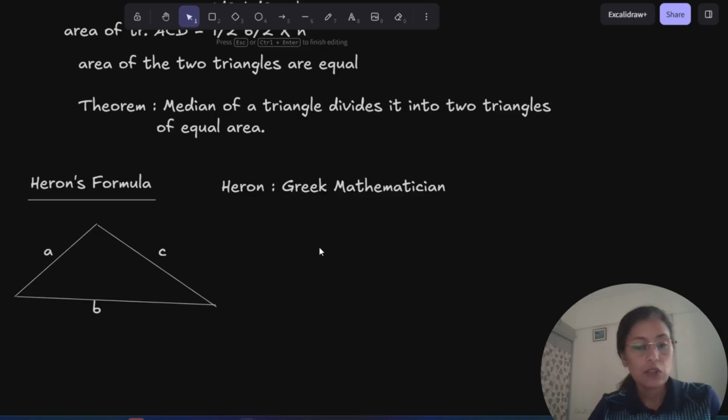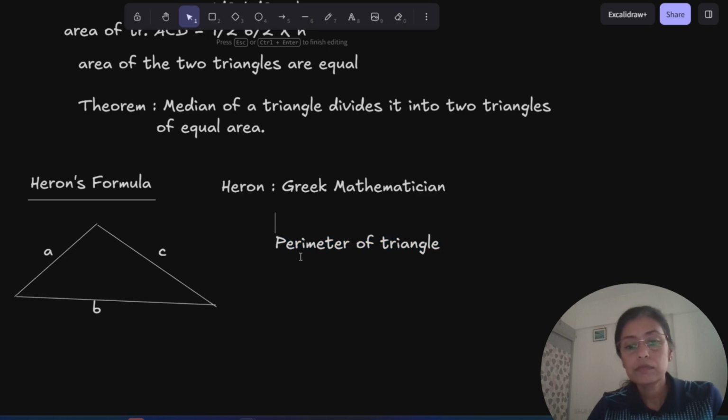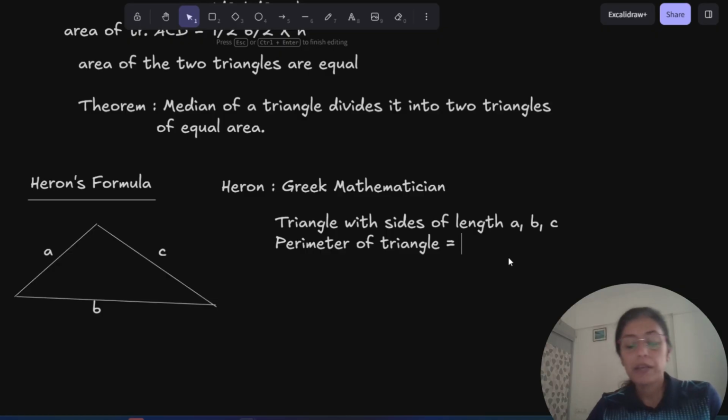So we have seen the three sides are A, B, C. So what is the perimeter of this triangle? I'll mention here a triangle with sides A, B, C. Sides of length A, B, C. So perimeter we have seen in the last video. If you haven't seen that video, just go and watch it. So this is A plus B plus C.